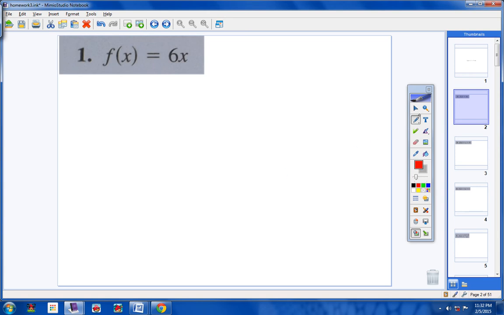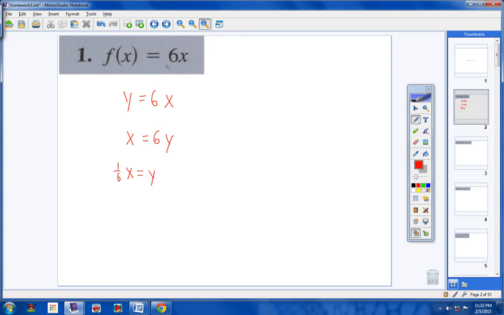So let's start off with this function right here. Let's first of all find the inverse. I've taught you how to do that. We have y equals 6x. Where the y is, we're going to put an x, and where the x is, we're going to put a y. Now we're going to get y by itself, divide both sides by 6, and we get 1/6 x equals y.